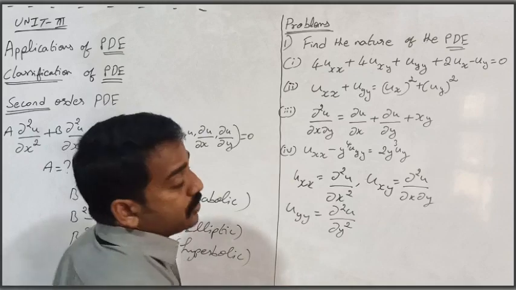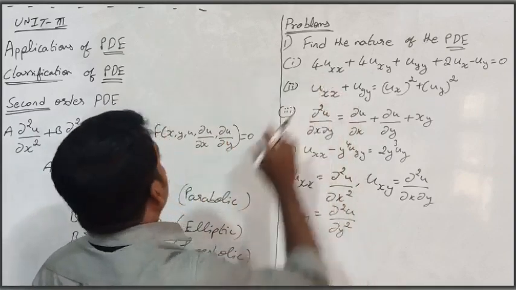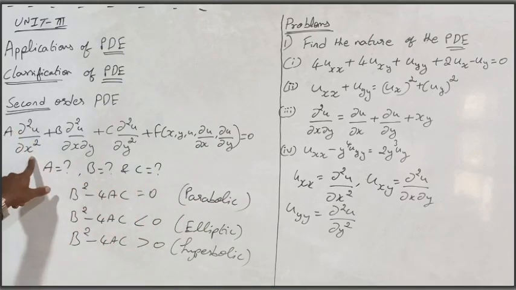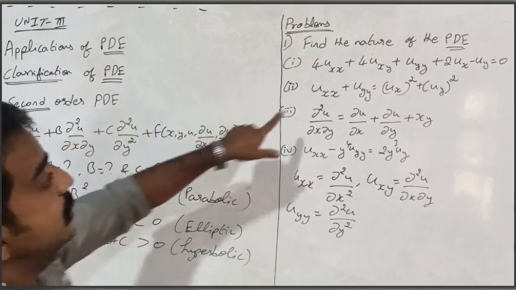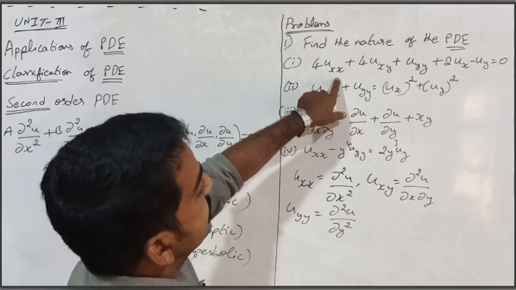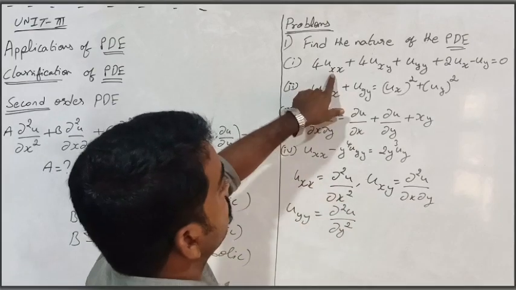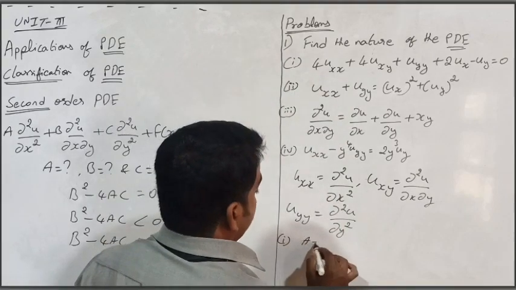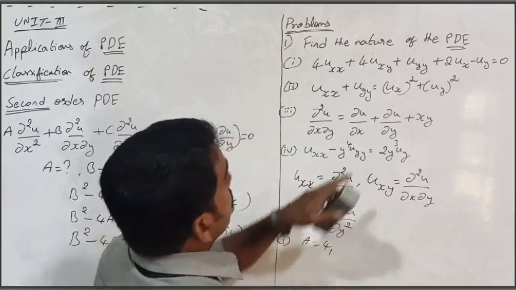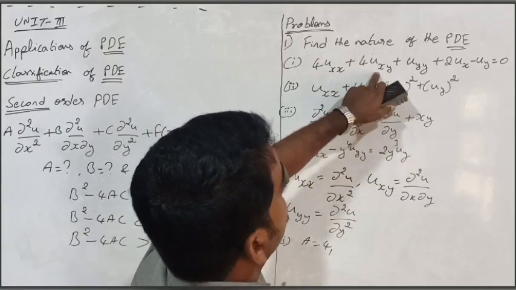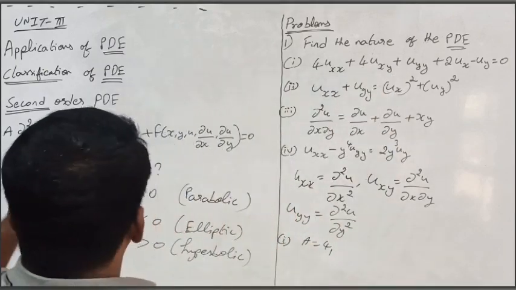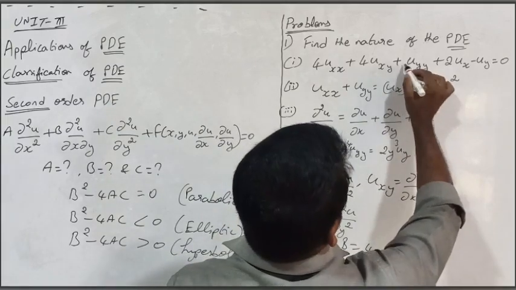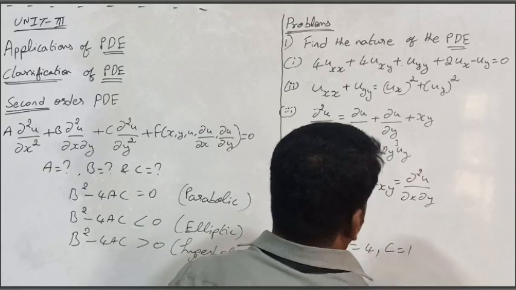Right. Now we have to find the values of a, b and c. By comparing with the general equation, we can find the values of a, b and c. The coefficient of uxx, that is dou square u by dou x square, is the value of a. A is equal to 4. The coefficient of uxy is the b value. B value is nothing but 4. And the coefficient of uyy is the c value, that is equal to 1.